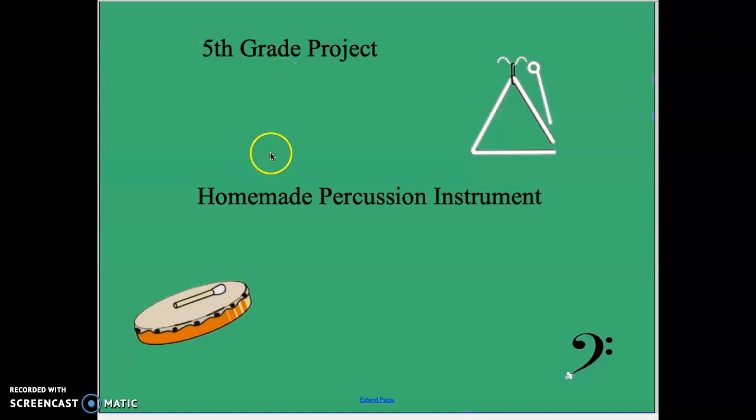There will be a 5th grade project. It's a homemade percussion instrument. I'll be sending information about that in the coming weeks. You don't have to worry about it just yet, but when it's time, I will send the information on Schoology.